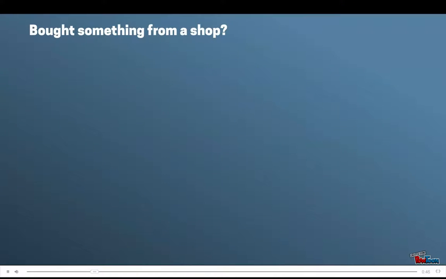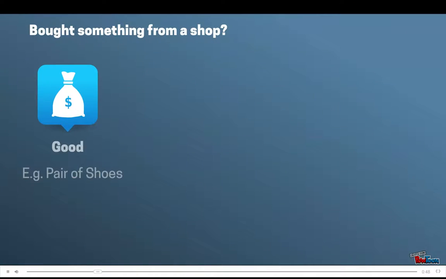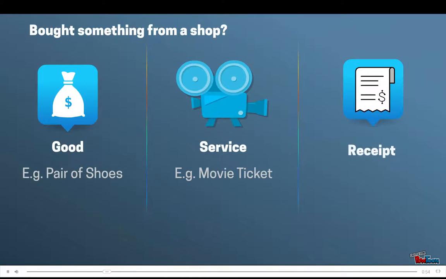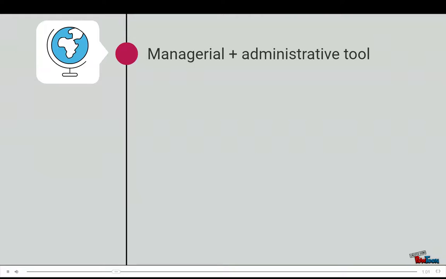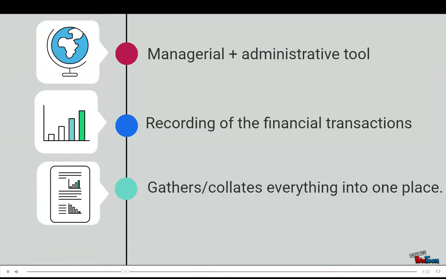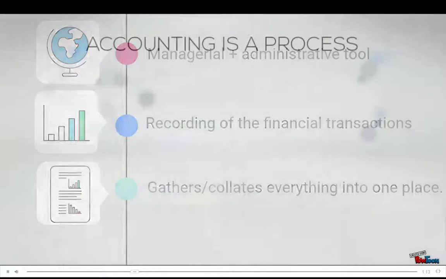If you've ever bought something from a shop, whether that's a good, such as a pair of shoes, or a service, such as a movie ticket, you've probably been given a receipt. Now that receipt you've been handed is actually a record of your financial transaction with the business. Accounting is simply the managerial and administrative tool that involves the recording of the financial transactions. It's where the business gathers and collates every receipt, invoice, e-payment, transaction, delivery docket, and cash register record, and others.